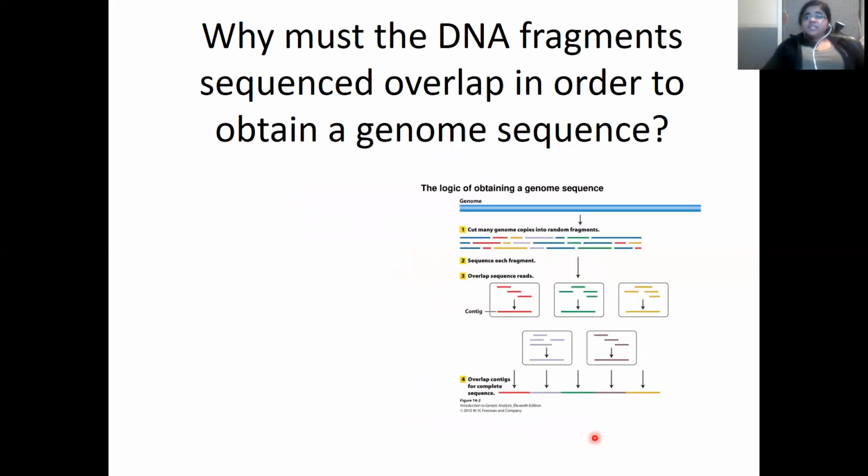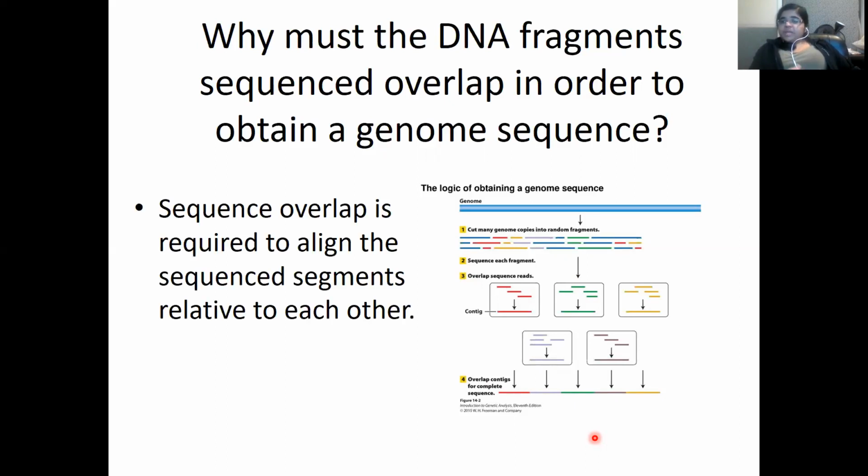So why must the DNA fragments sequence overlap in order to obtain a genome sequence? Essentially, this question is asking, why do these DNA fragments have to overlap in order to get that genome sequence? Because it's required to align the sequences relative to each other, right? The overlaps actually allow you to see which one is next to each other or not, okay?